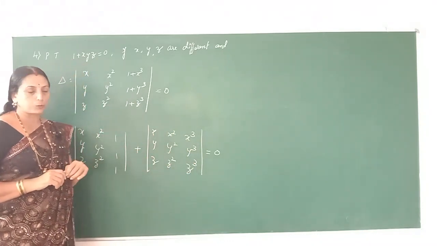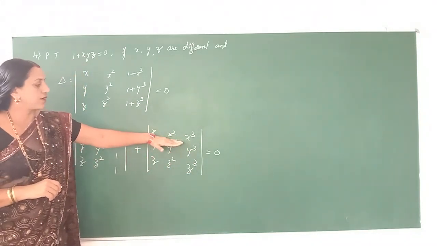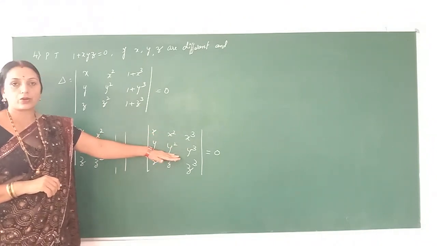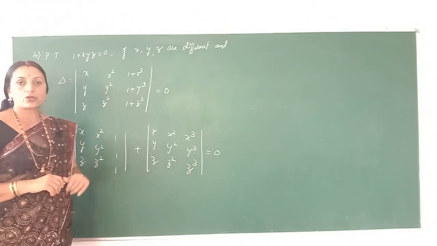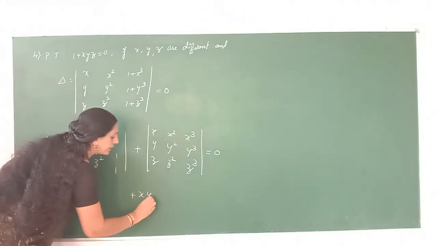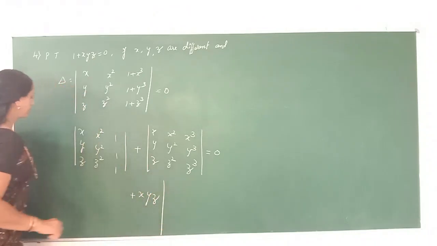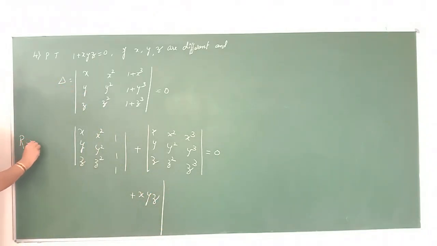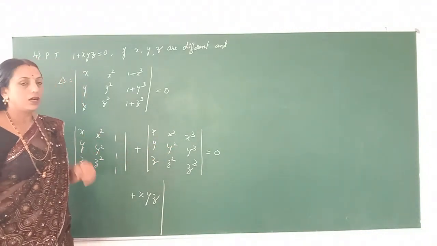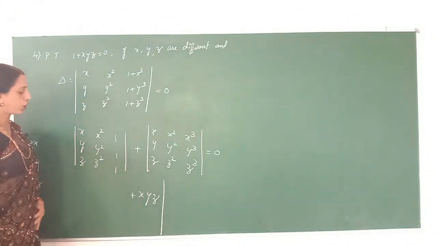Now all the elements of the first row are a multiple of x, similarly the second row is a multiple of y, and the third row is a multiple of z. Therefore x, y, z are common factors. So in the first row r1 take a common factor x, r2 take y, and r3 take z.